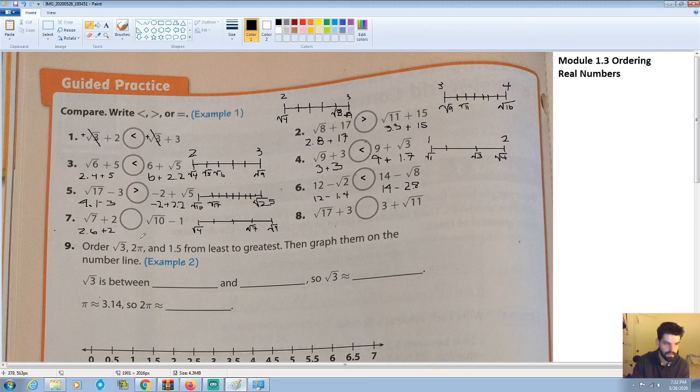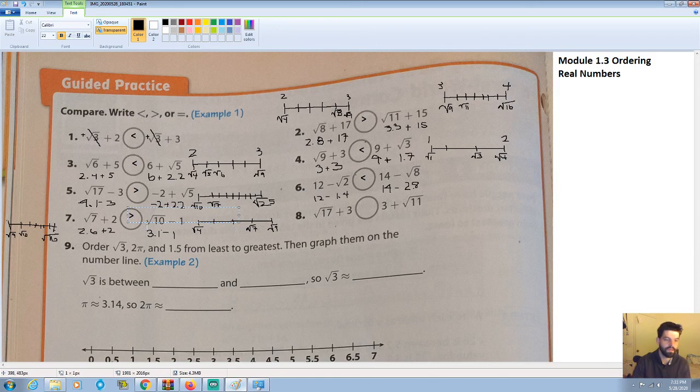plus 2, and then the square root of 10 is going to be, I'll do it right here. So the square root of 10 is going to be between the square root of 9 and the square root of 16. And we'll see that the square root of 10 is right here. And 11, 12, 13, 14, 15, 16. So 1, 2, 3, 4, 5, 6. It's going to be about 3.1. It's going to be 3.1 minus 1. So this is going to be 2.6 plus 2, which is 4.6, and 3.1 minus 1 is going to be 2.1. So this one is going to be greater than.